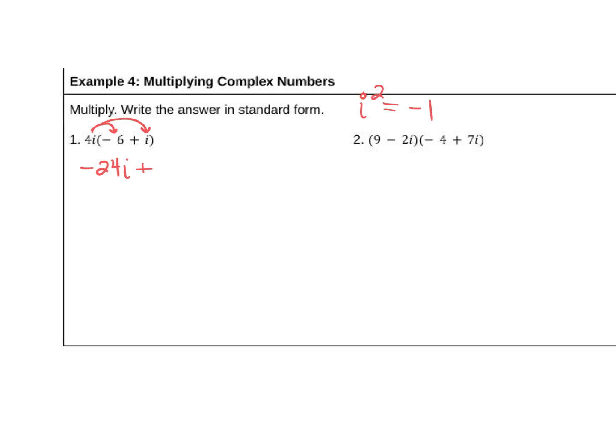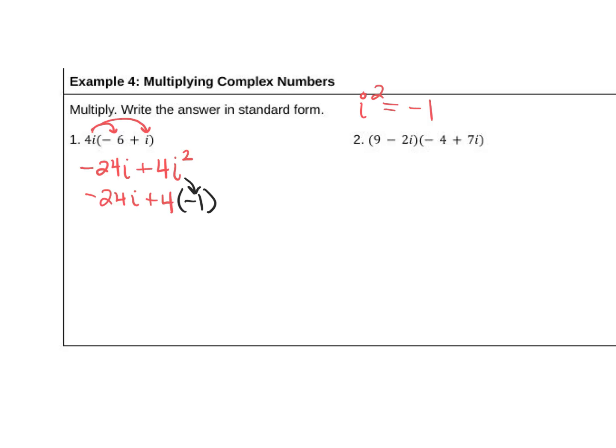What do you guys think i times i is? i squared, that's right. Good job. 4i squared. See the i squared? We're just going to do that extra little part where we change i squared to negative 1, just because we know that's the definition.